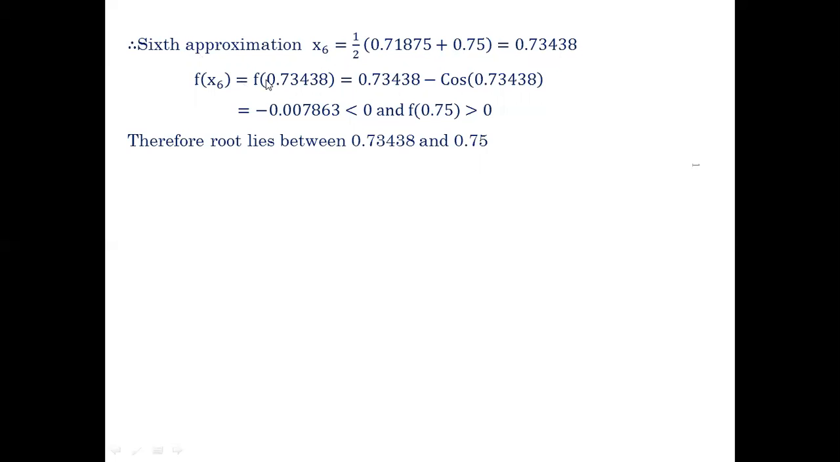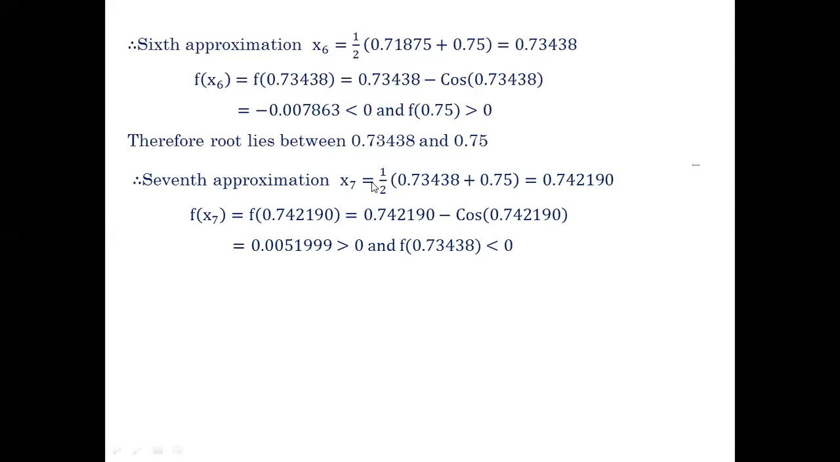x6 is equal to 0.73438, f(x) equals x minus cos x, which is 0.73438 minus cos 0.73438, which is equal to -0.007863, negative, less than 0, and f(0.75) is greater than 0. Therefore, the root lies between 0.73438 and 0.75. Therefore, the seventh approximation x7 equals 1/2 into (a plus b), 0.73438 plus 0.75, which is equal to 0.742190. Then you find f of x7.